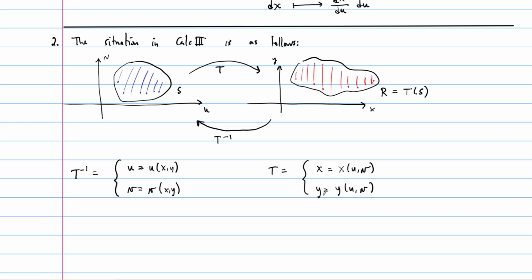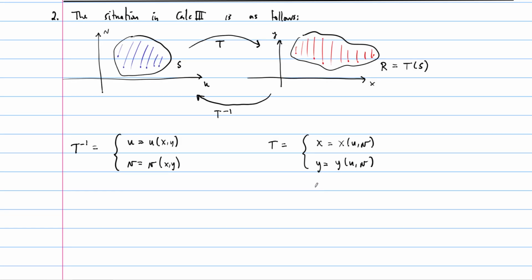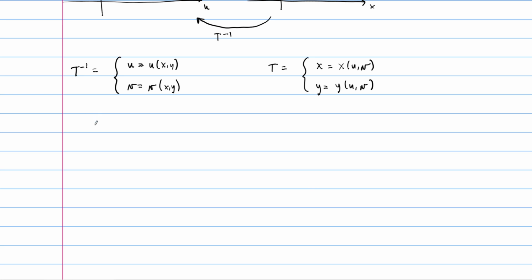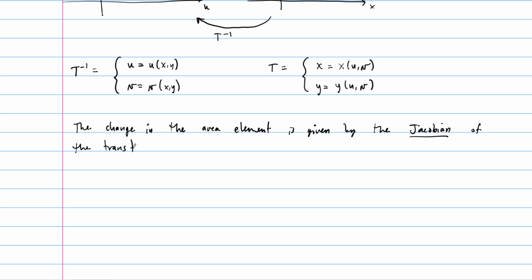We do need to know, though, how the area element changes. And so I'm just going to write down this definition. But the change in the area element is given by something called a Jacobian, and I'll write down some formulas for it here. So the change in the area element is given by the Jacobian, and just like our Hessian, the Jacobian comes in two forms, a matrix form and a function form. So the Jacobian of the transformation T, and it's given by the following.